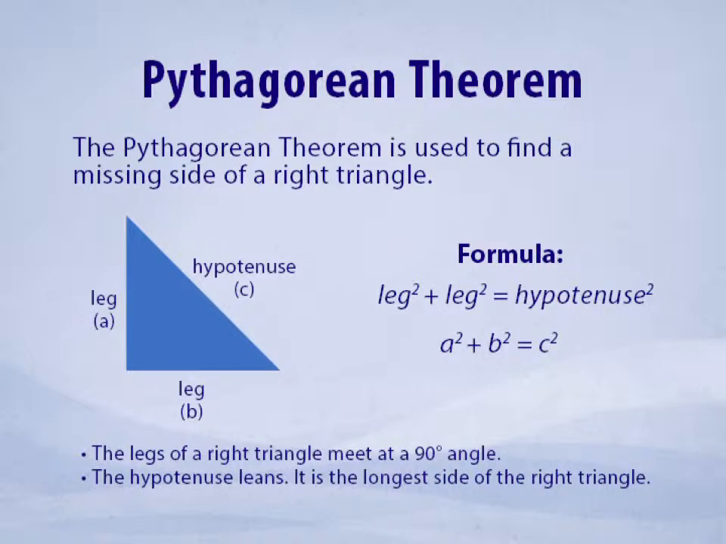So in this right triangle that you have here, you see that there are two legs and a side that is called the hypotenuse. The formula for the Pythagorean theorem is leg squared plus the other leg squared equals the hypotenuse squared. Some of you may be used to just seeing the letters a squared plus b squared equals c squared. They're the same formula. Remember that the legs of the right triangle meet at a 90-degree angle. The hypotenuse is always the leaning side. It is also the longest side of the right triangle.